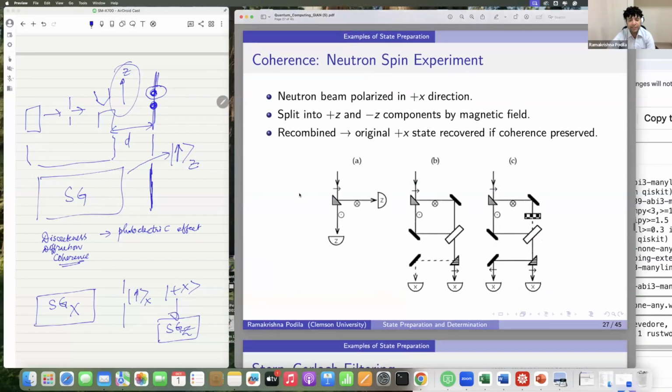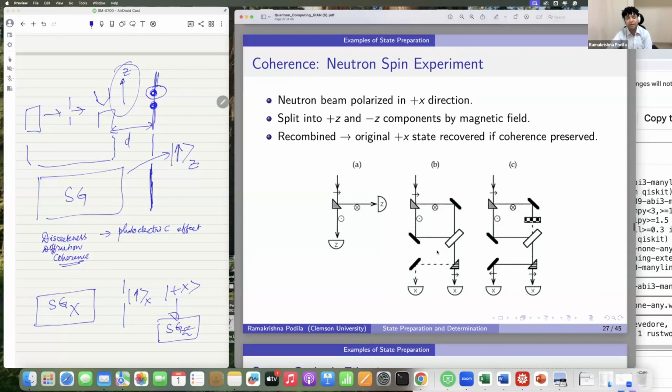For example, let's say I take a neutron beam that is polarized in the positive x direction, right? I take it in the positive direction, and then I split it into plus z and minus z, right? And then I combine them back. When I combine them back, if I am able to get my original positive x state, then we would say that coherence is preserved.